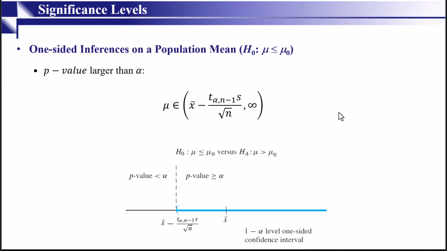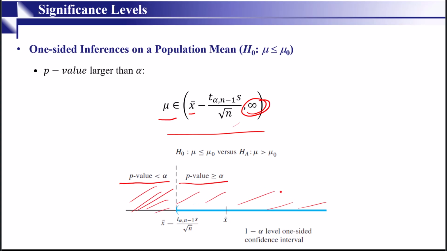The relationship between one-sided confidence intervals and the one-sided hypothesis testing problem is like this: the 1 minus alpha level one-sided confidence interval says mu falls into x bar minus this value, and on this side we don't have x bar plus this value, right? It goes to plus infinity. So mu falls into x bar minus this value and plus infinity. This interval consists of the values mu0 for which the hypothesis testing problem has a p-value larger than alpha. So we have two cases here: when the p-value is less than alpha, this area, and when the p-value is greater than alpha, this area, right? It means we accept it.